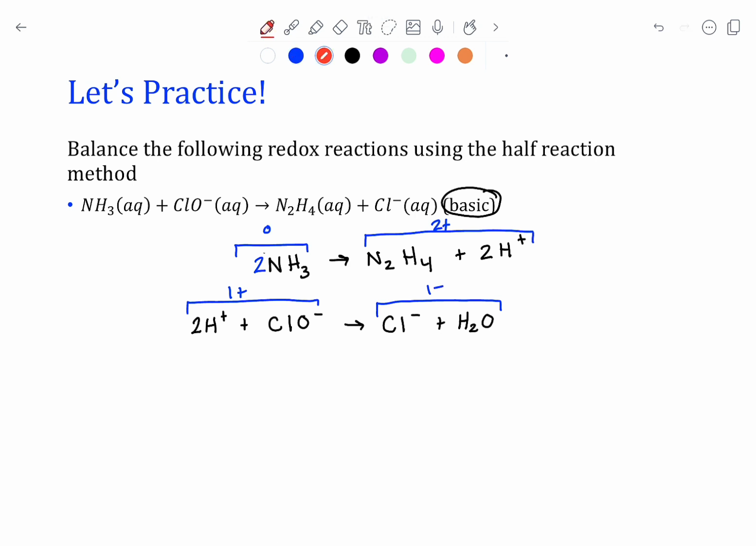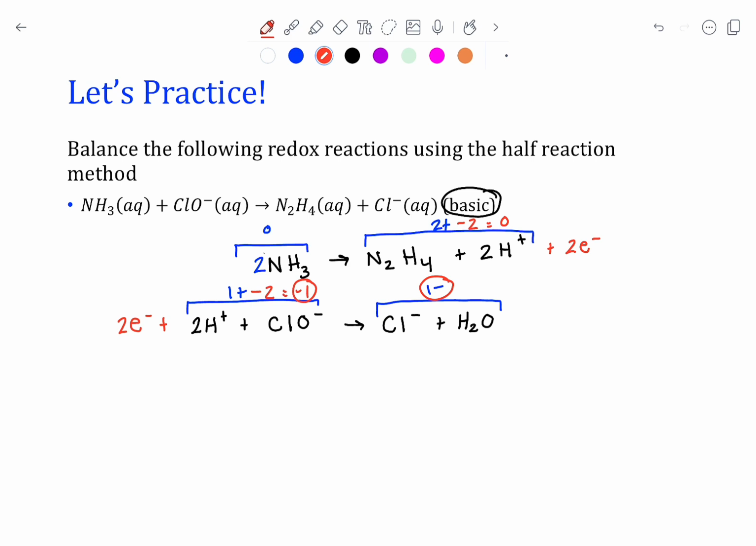So we now want to add electrons to our more negative side or more positive side in order to balance out our charge. So in our first reaction, we're going to add 2 electrons to our product side. So we'll take 2+ minus 2 gives me 0. That's a charge of 0 on both sides. And then for our second equation, we're going to add 2 electrons to our product side. 1+ minus 2 is equal to -1. -1 equals -1. Okay, so we're now balanced for charge.